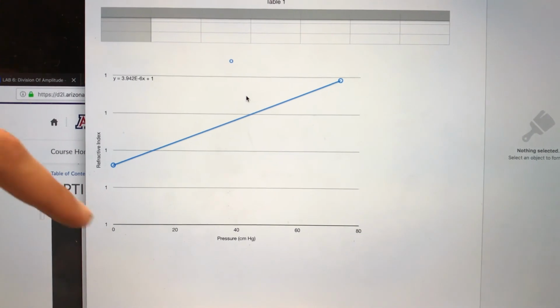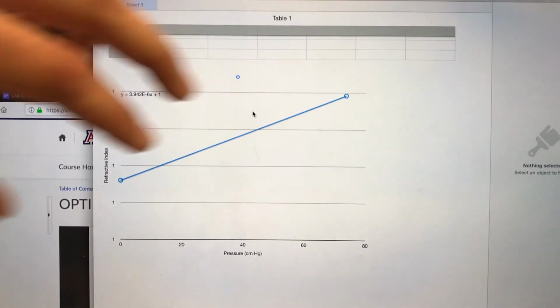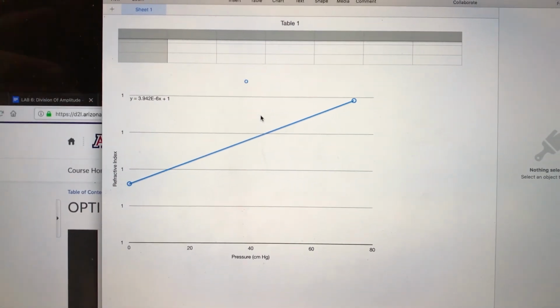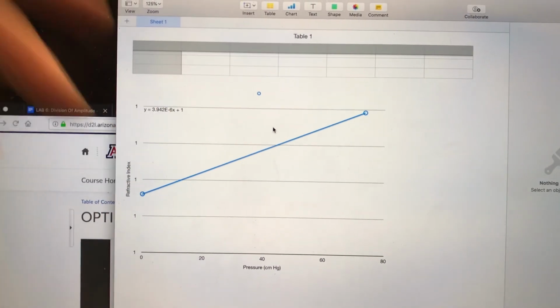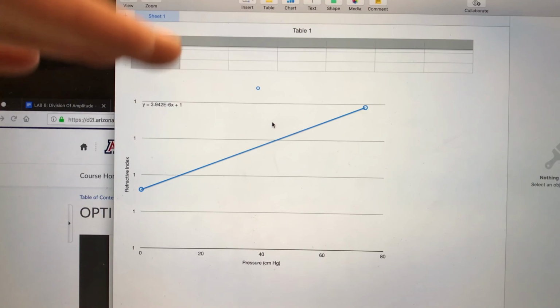And this is our graph of the 2 points here, and as you can see, the slope is very close to what we had calculated from the previous experiment. We also included the pressure of the room in this. So we measured the refractive index to be 1.0029, and that was after taking the pressure in the room, multiplying it by the slope that we calculated, and adding 1 to it.